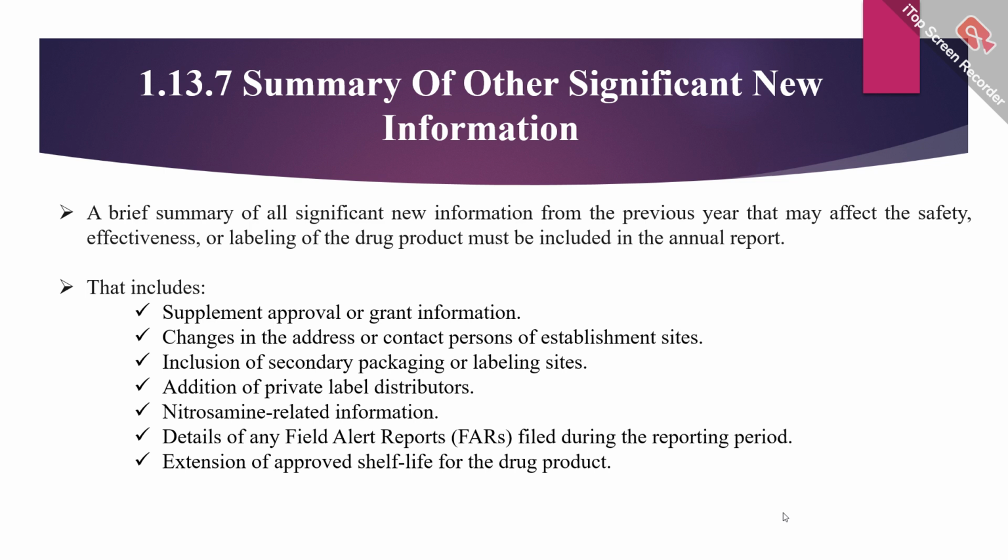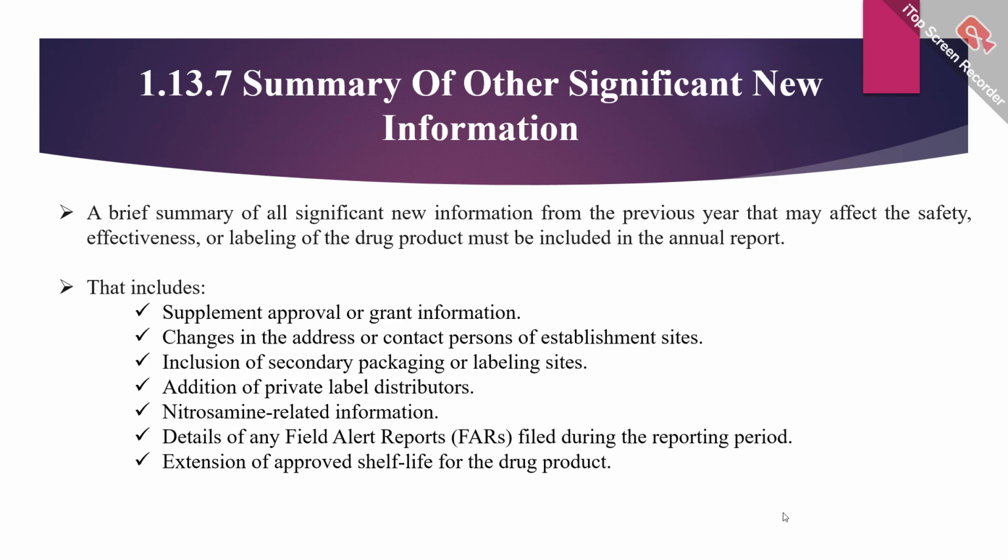Here we include a brief summary of all the significant new information from the previous year that may affect the safety, effectiveness, or labeling of the drug product; it must be included in the annual report. This includes the supplement approval or grant information during that annual reporting period. For example, whatever supplements we got approved, such as CBE-30 for optimization or CBE-30 for something else, that approval and grant information shall be reported in this.